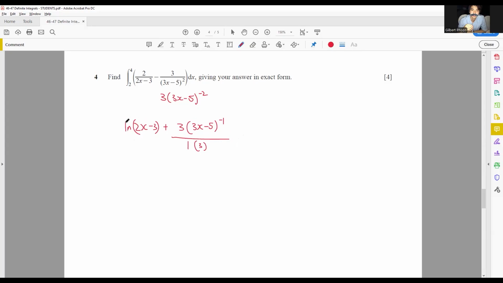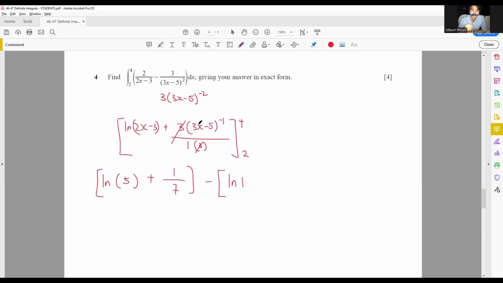This is our integration between the limits of 4 and 2, which will then cut here. Now substituting it, ln of 4 times 2 minus 3, you will get 5, right? Plus 1 over 4 times 3, 12, minus 5, 7. Okay, minus the substitution of this, 4 times 2 times 2, 4 minus 1. So it's just ln 1.